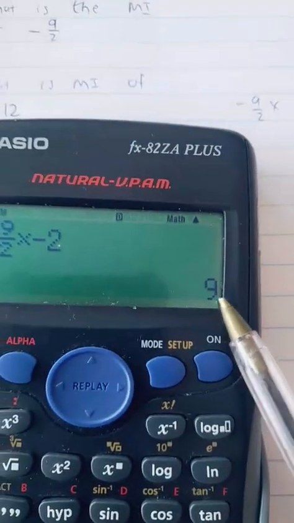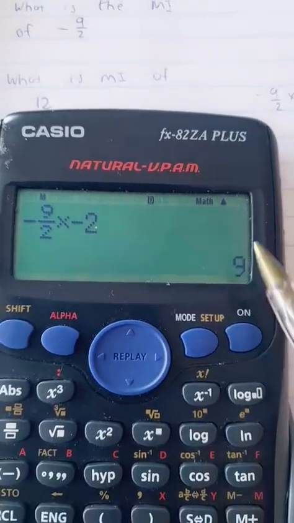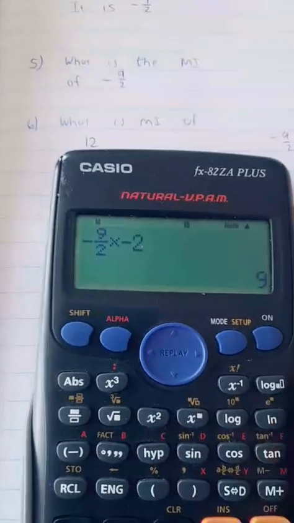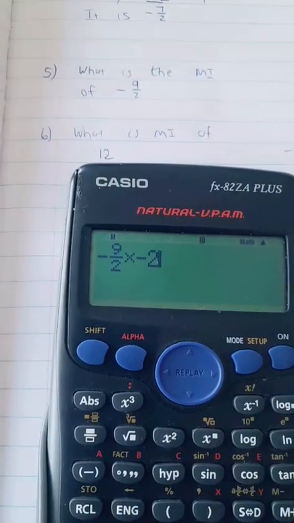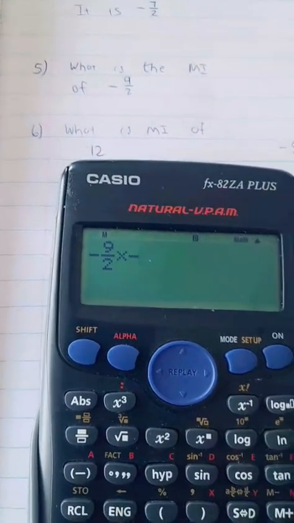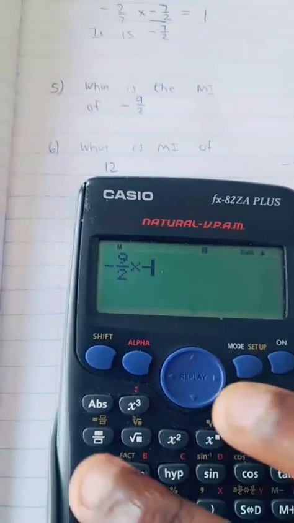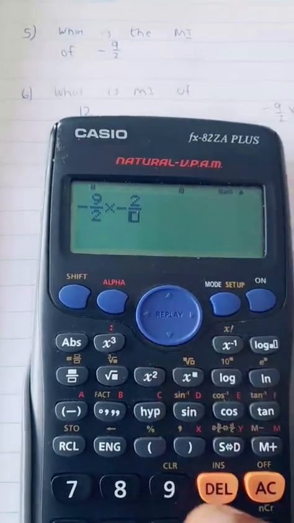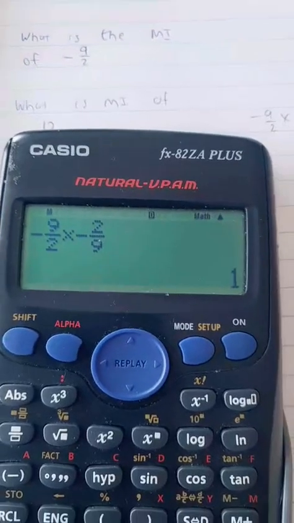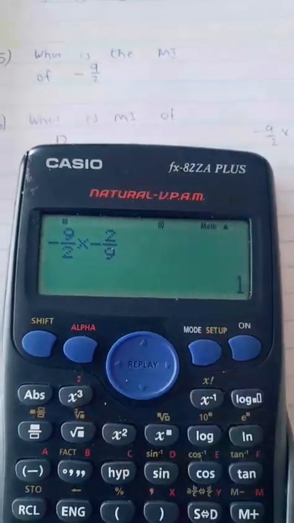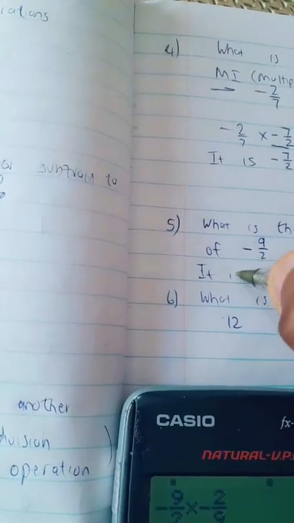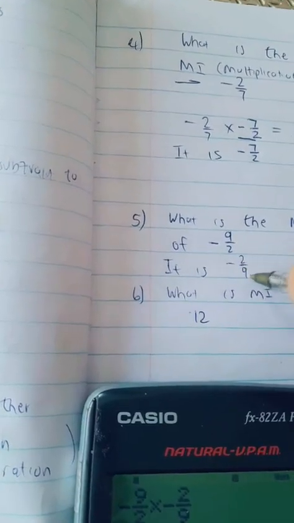Do you get 1? No, your calculator gives you 9, so that means no, we have to re-look at what we've just done. Okay, let's take the value that Craig gave us. So you said negative 9 over 2 times negative 2 over 9. Let's look at what the answer is. We get 1. So that clearly means that the multiplicative inverse of negative 9 over 2 is negative 2 over 9.